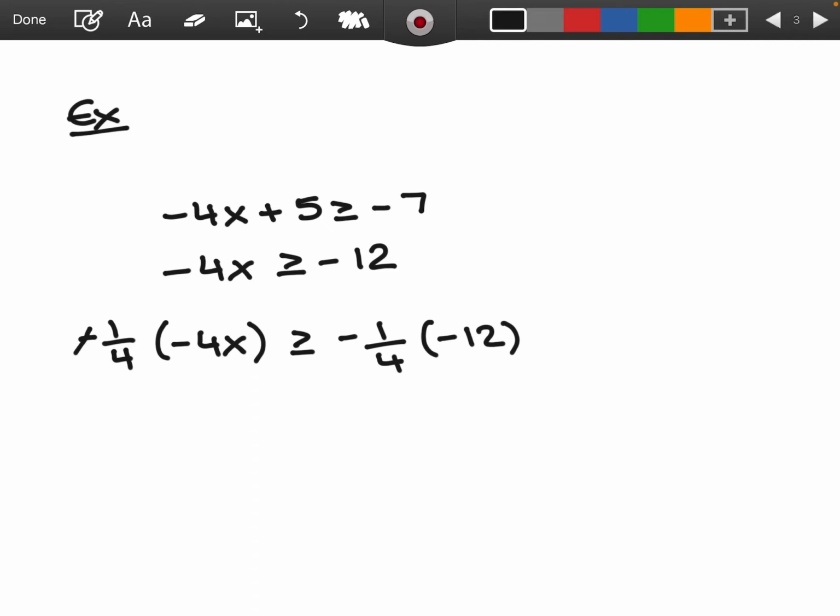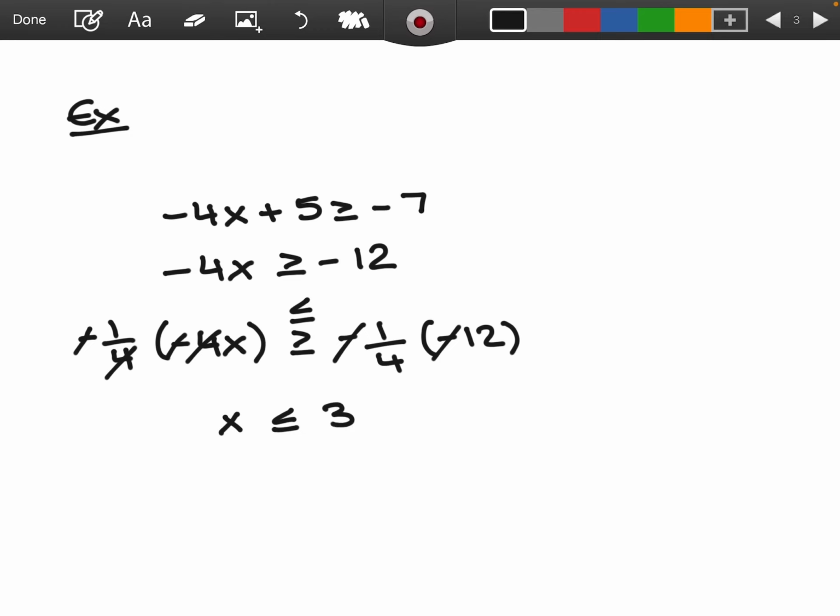So if I do that, then the negatives will cancel out and the 4s would cancel out on that side and the negatives would cancel out here. But I have to switch my inequality around because I have multiplied through by a negative number. Same goes for if you divide through by a negative number, you have to switch your inequality around. So that leaves me with x is less than or equal to 12 divided by 4, which is 3.